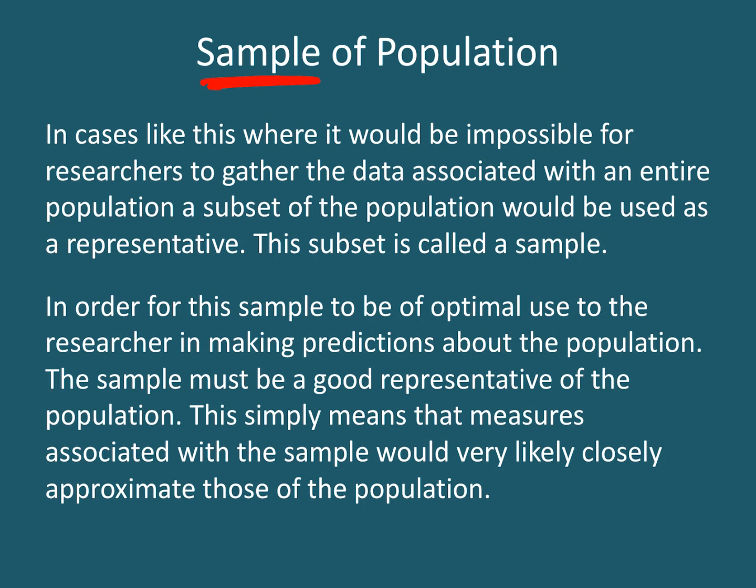And in cases like these, where it would be pretty much impossible for a researcher to gather the data associated with the entire population, a subset of this population would be used instead as a representative. This subset is called a sample. Now, in order for this sample to be of optimal use to the researcher in making predictions about the population, the sample must be a good representative of the population. This simply means that measures associated with the sample would be very likely to closely approximate those of the population.